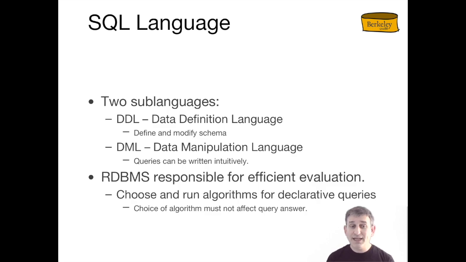A relational database management system, an RDBMS, is responsible for efficiently evaluating the SQL language. So for the declarative statements in the language, the RDBMS is going to choose and run algorithms, and the choice of the algorithm at any given time should not affect the query answer. There may be many ways for the database to implement the query that you type, and all of the ways that it has to implement it should give the same correct answer.